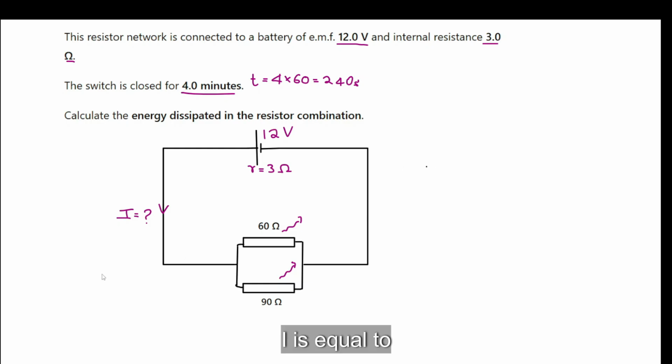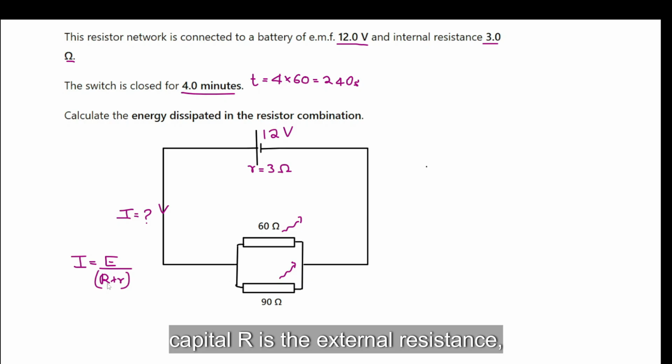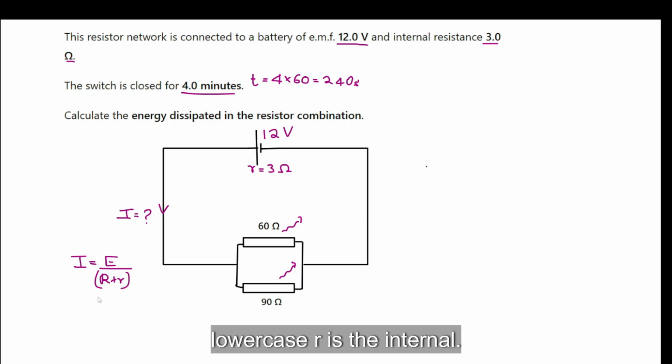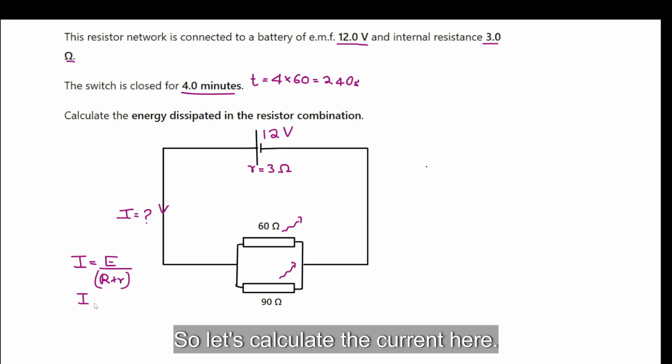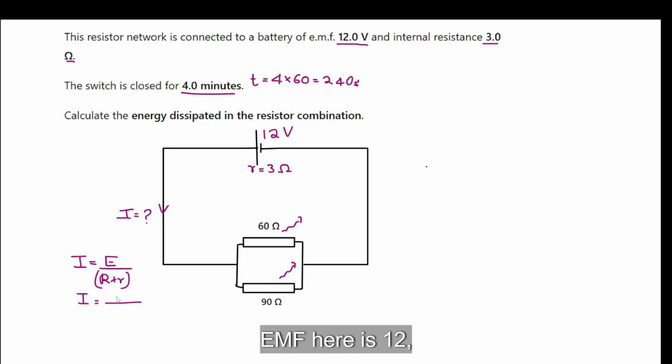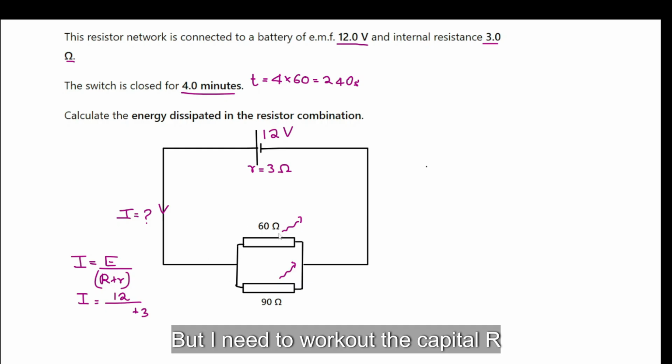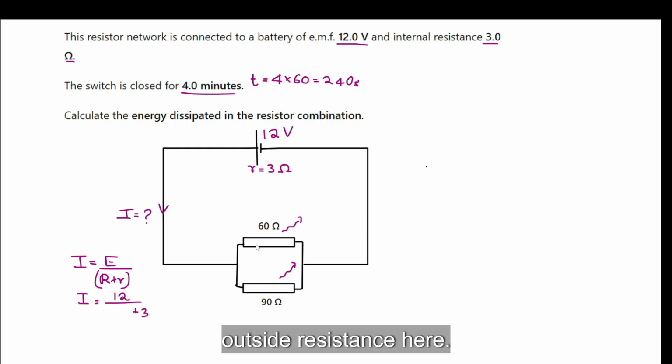I is equal to E over R plus r. E is the EMF, capital R is the external resistance, lowercase r is the internal. So let's calculate the current here. EMF here is 12. Lowercase r I know is 3, but I need to work out the capital R outside resistance here, which is the total of these two.